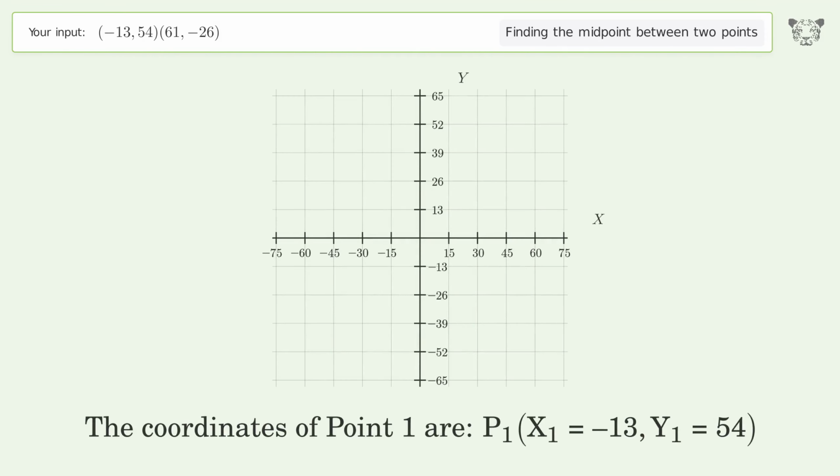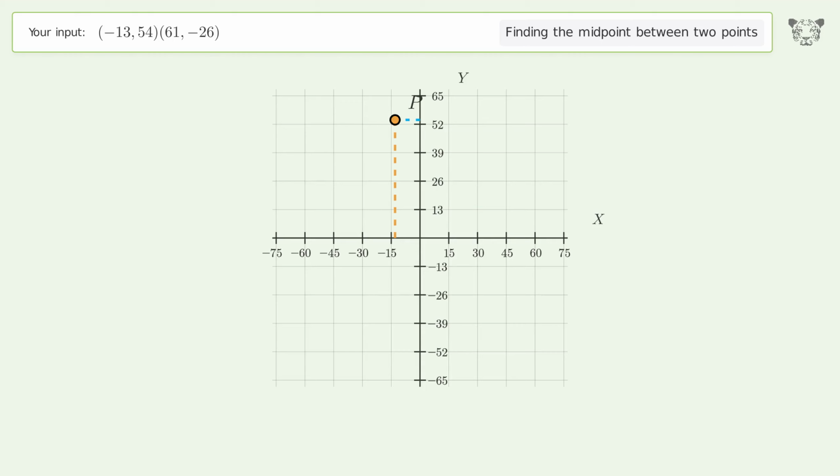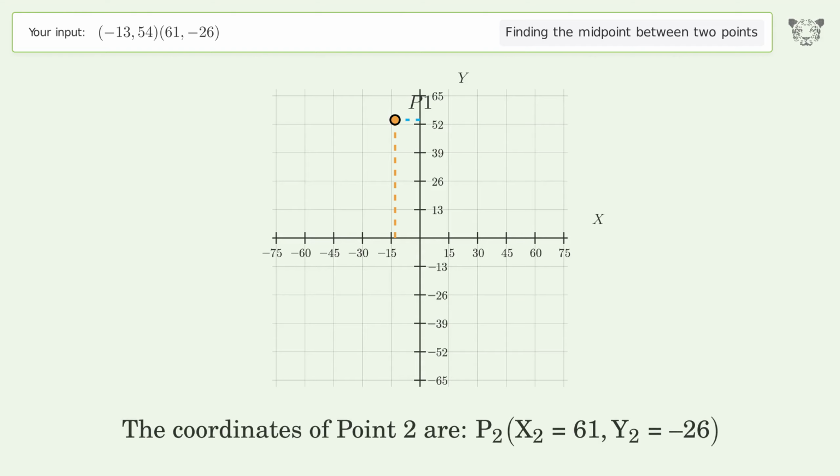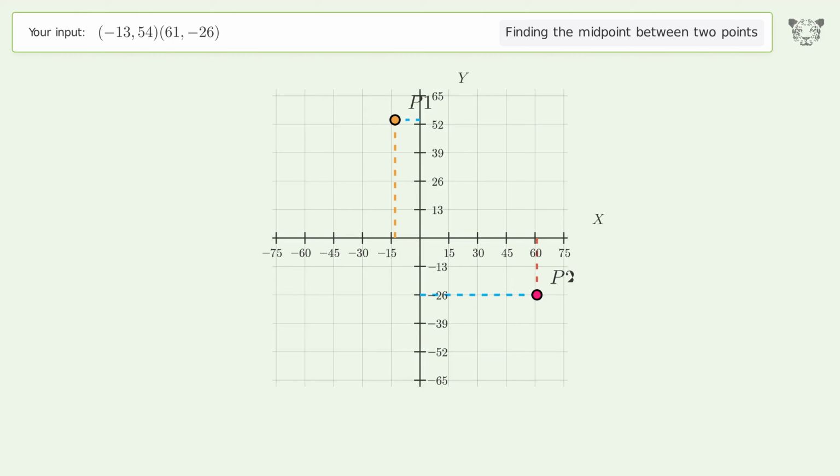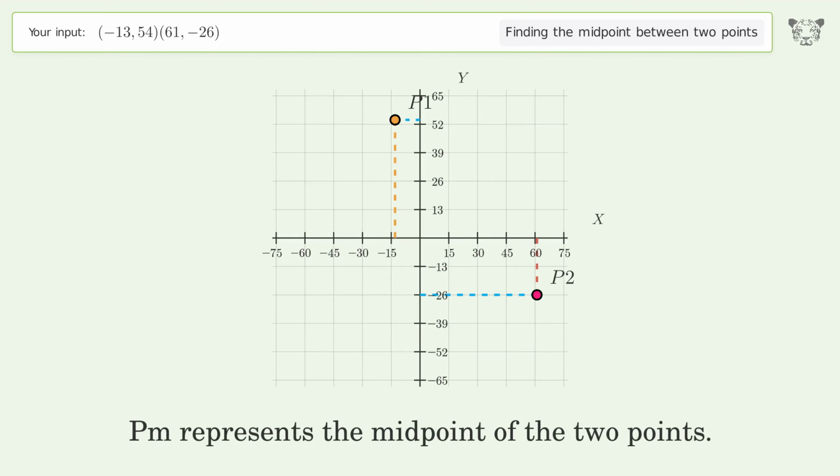The coordinates of point 1 are, x1 equals -13, y1 equals 54. The coordinates of point 2 are, x2 equals 61, y2 equals -26. PM represents the midpoint of the 2 points.